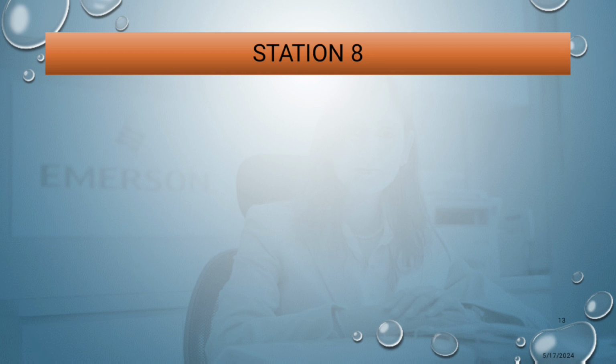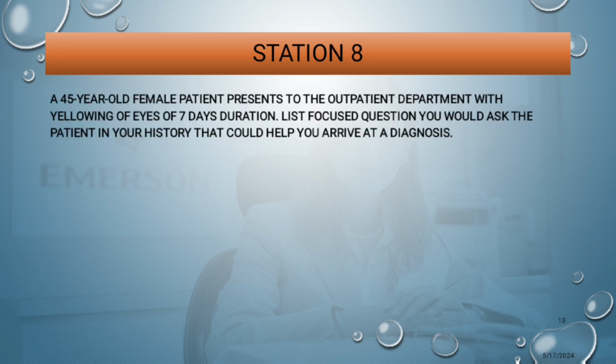Okay, then for station 8. It says a 45-year-old female patient presents to the outpatient department with yellowing of eyes of 7 days duration. List focused questions you'd ask the patient in your history that could help you arrive at a diagnosis. Okay, so that's the question. So what questions are you going to ask that will help you arrive at a diagnosis? Someone has come with yellowing of eyes for 7 days.